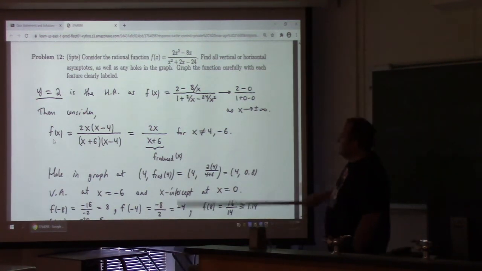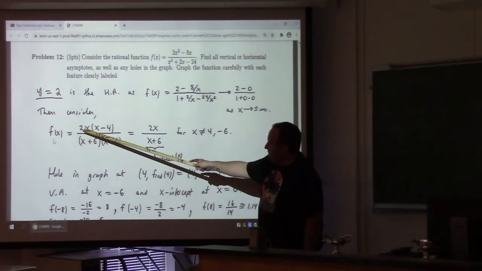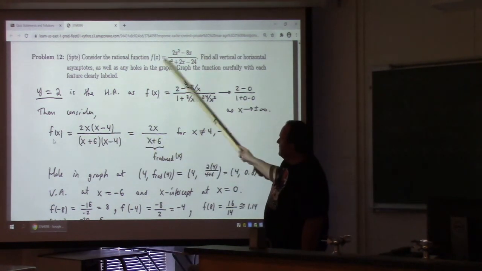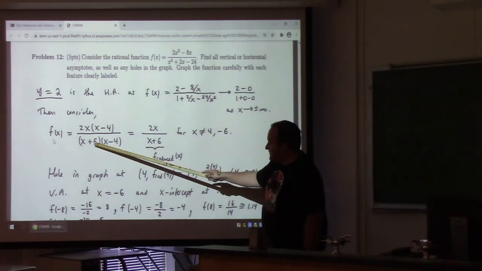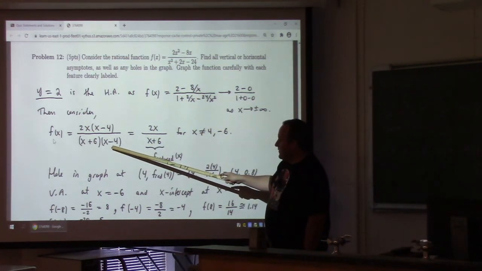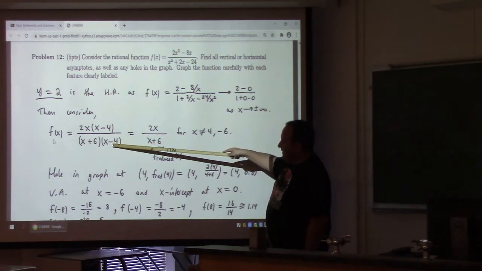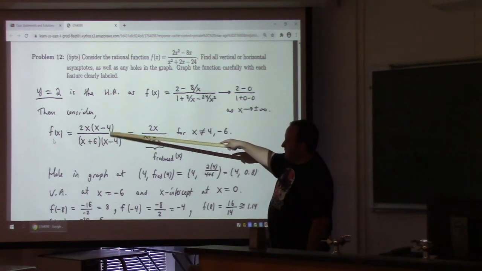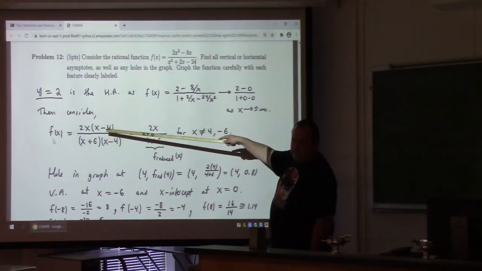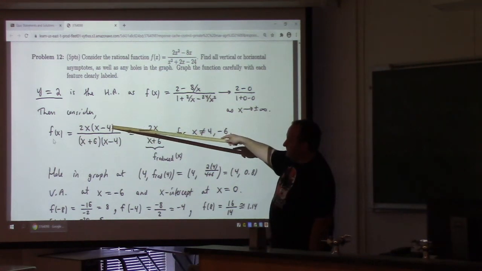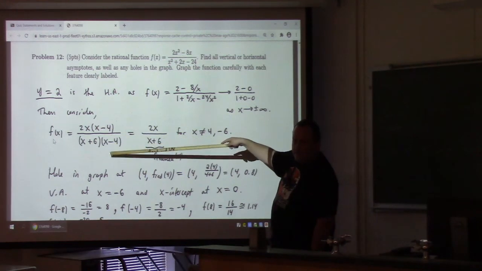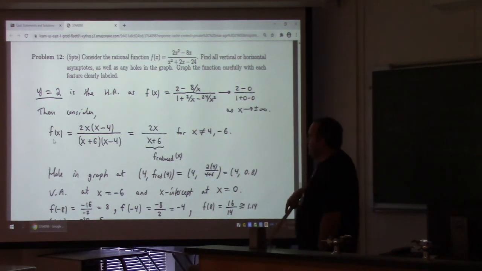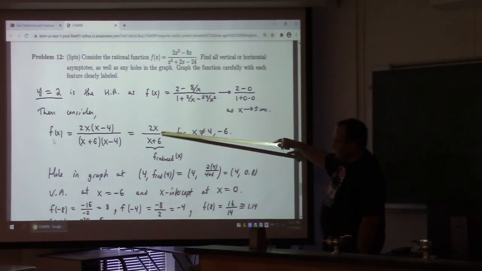But then consider that you can factor 2x out of the numerator, giving 2x times x minus 4. And the denominator factors as x plus 6 times x minus 4, right? So this and that are common. They cancel out. That goes to show you that there's a hole in the graph at 4 because we have the same power of the factor on the numerator and the denominator. So there's a hole in the graph at 4. And the reduced function here is 2x over x plus 6.